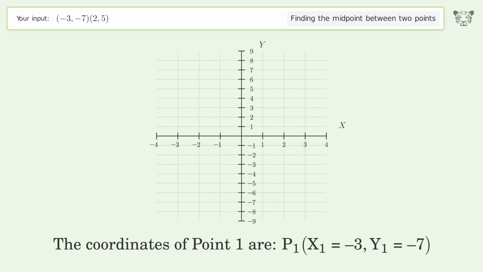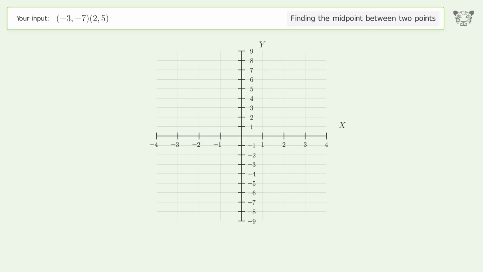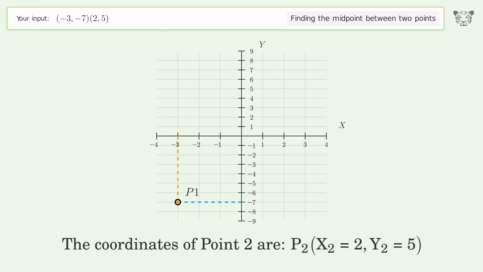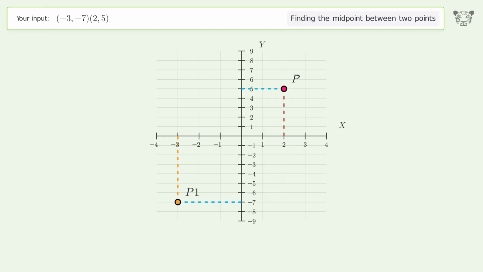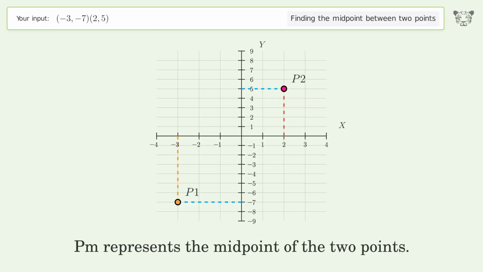The coordinates of point 1 are, x1 equals negative 3, y1 equals negative 7. The coordinates of point 2 are, x2 equals 2, y2 equals 5. PM represents the midpoint of the 2 points.